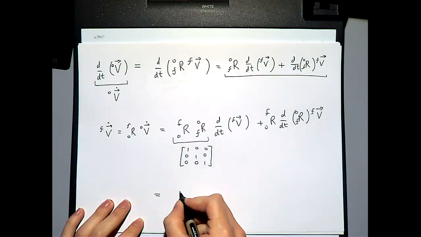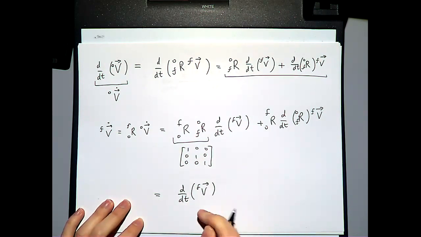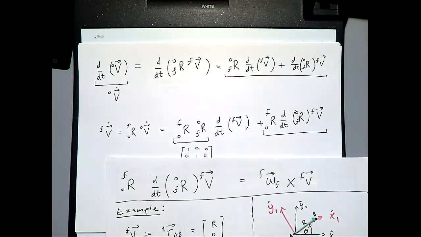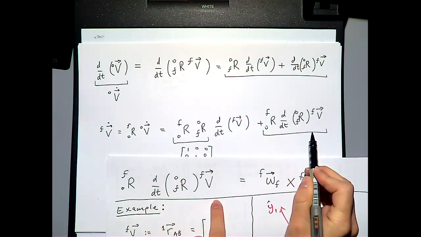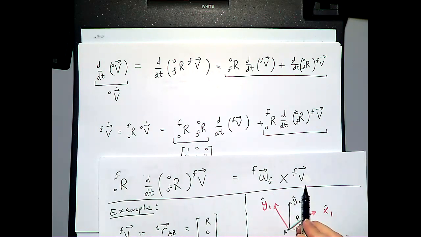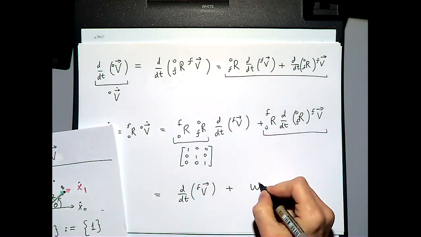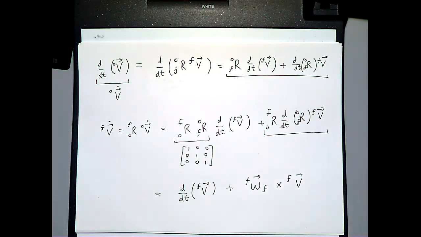And so let me copy just the component by component derivative of the vector itself, and then plus, all of this other thing we just worked on, remember that formula? Yes, so this is it. So instead of all of that, I'm just going to copy this one. This is why we did all that. So plus omega f in f cross v in f.